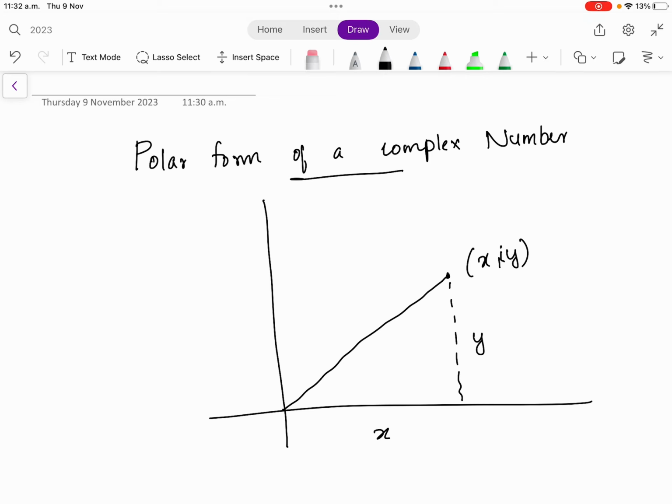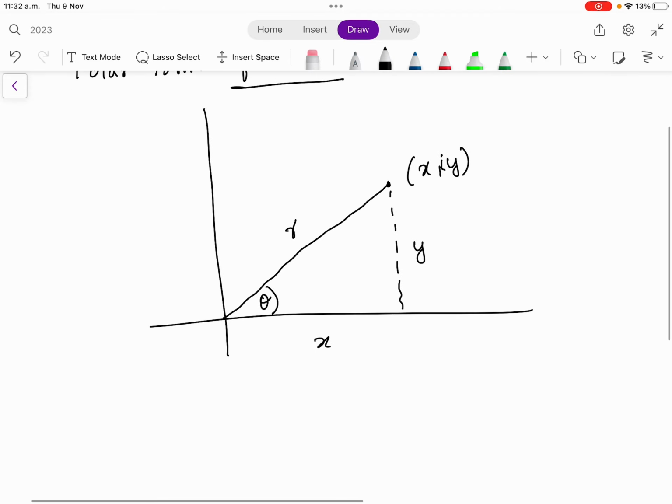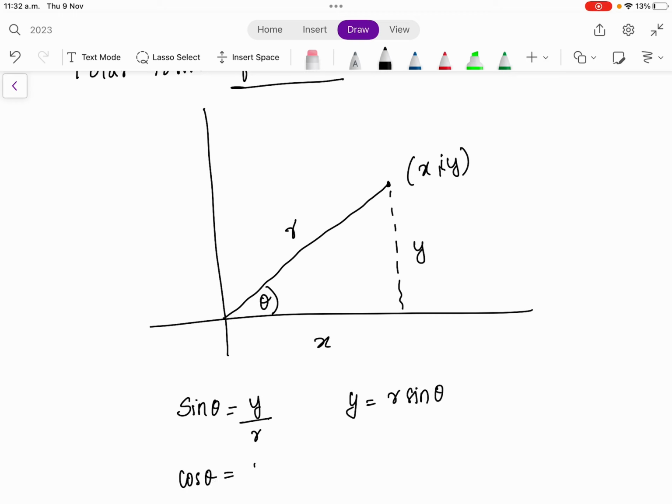Suppose you draw a line like this and denote its length as r, and this angle is theta. We can find the trigonometric relations: sine theta is equal to y over r, or y is equal to r sine theta. And cos theta is equal to x over r, so x is equal to r cos theta.